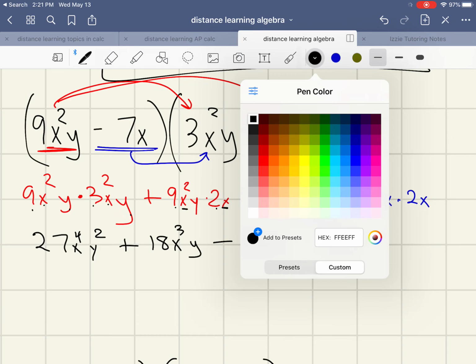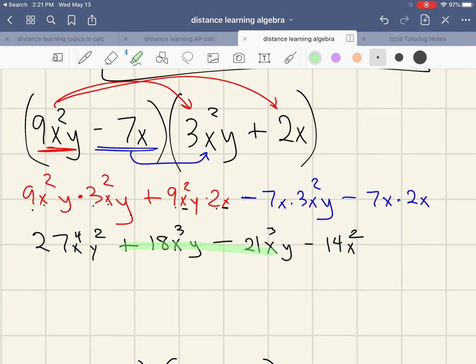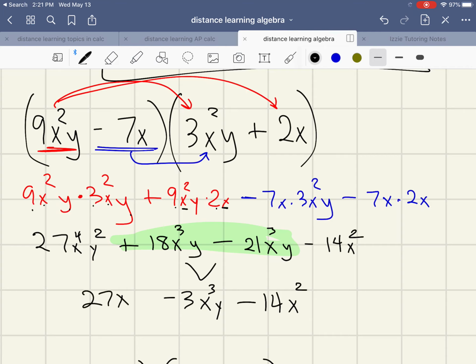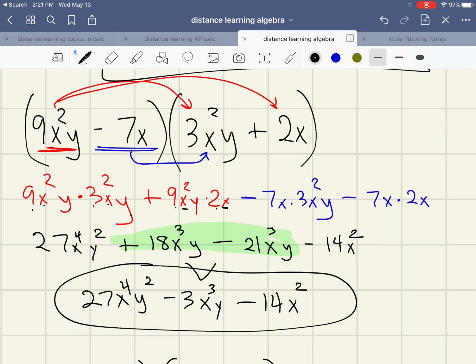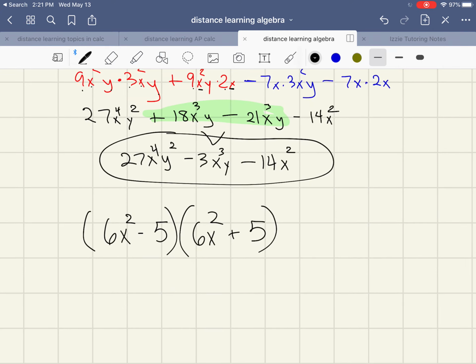And once again, I have common like terms. I have 18 and negative 21, which combine to be negative 3. Keep the exponents and the variables the same there. I don't need that 1. Drop down the negative 14x squared. Drop down the 27x to the 4th y squared. And we're done that problem. We can't combine any further.